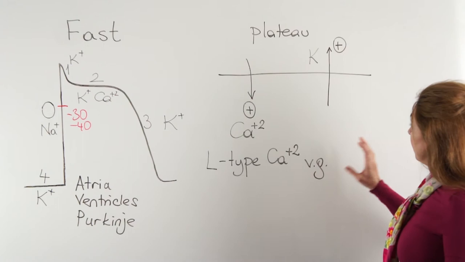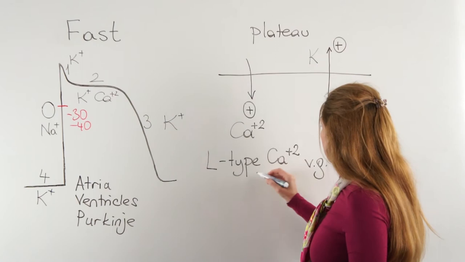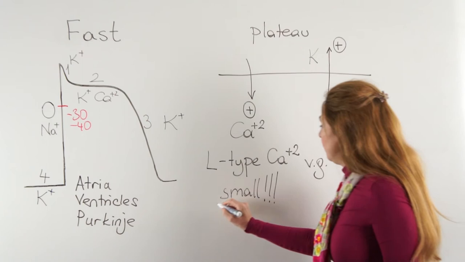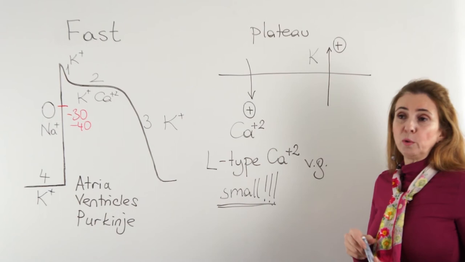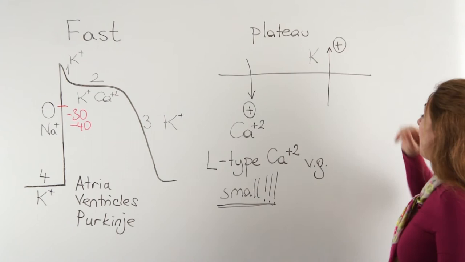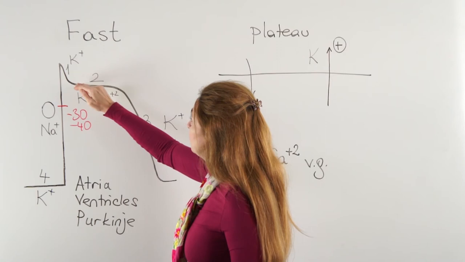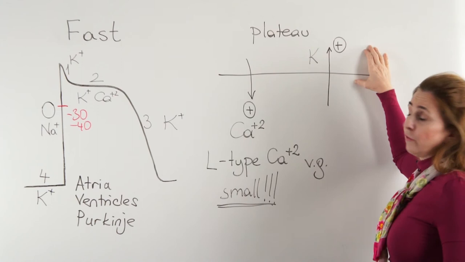Another difference between the voltage-gated calcium and sodium channels is that the amount of calcium going in is small. I will go back to this after I explain the activity of the potassium ions. So, how do potassium ions go out? At the early parts of the plateau, the transient outward potassium current is responsible for the movement of potassium out of the cell.